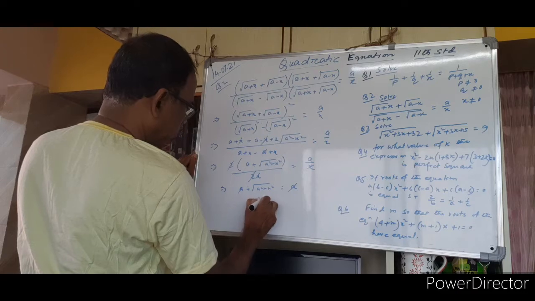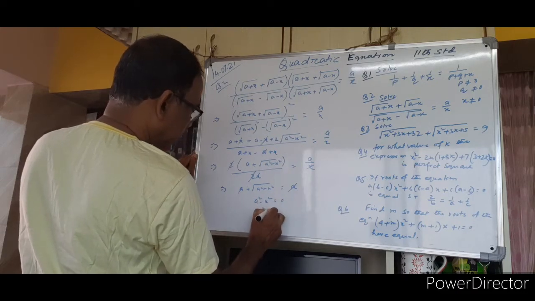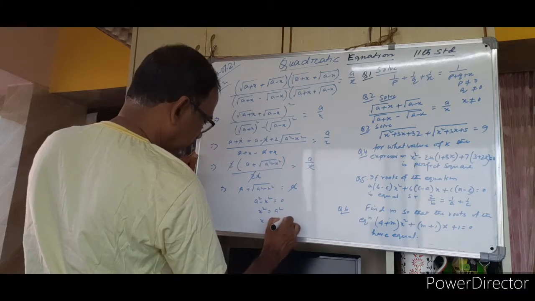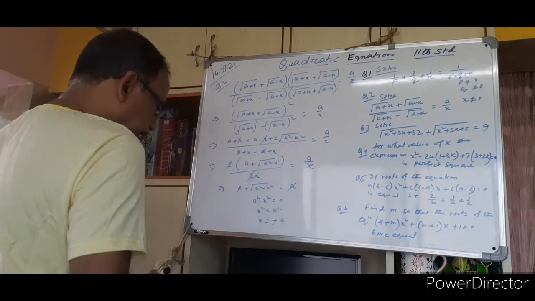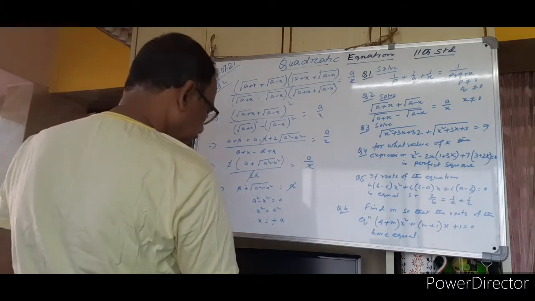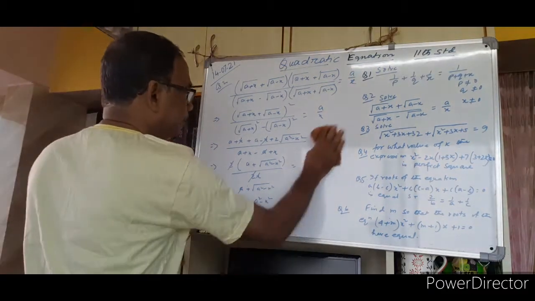That is a square minus x square equals 0. That is x square equals a square. x equals plus minus a. That is the x equals plus minus a. That is the answer. Next, sum number 3.